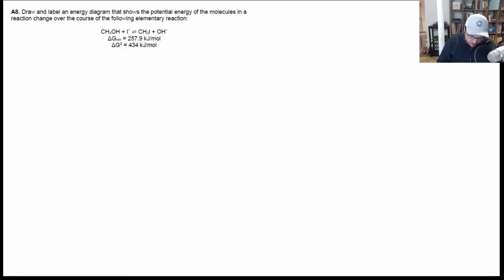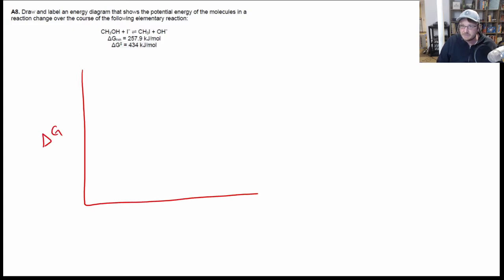And so what I'm looking for in this case is simply a plot where I have delta G on the y-axis, so that's our energy, and then we have reaction progress at the bottom. Typically you have a starting point and an end point, and then when you're doing kinetics, you always have the hump, showing how much energy is required to go over.